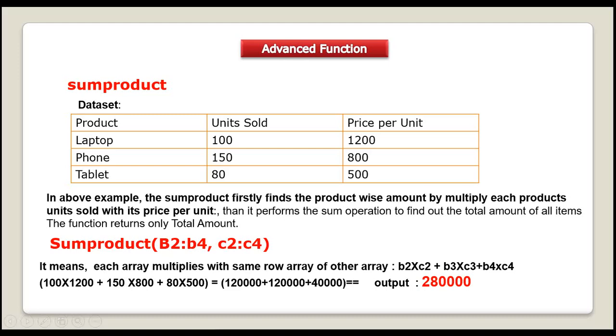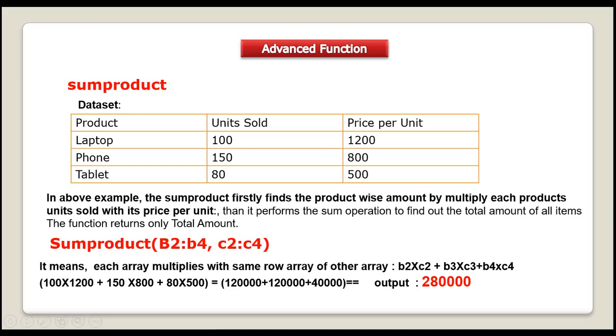Later, we get 100 into 1200 plus 150 into 800 plus 80 into 500. These three are multiplied and the result is: 100 into 1200 is 1,20,000, plus 150 into 800 is also 1,20,000, plus 80 into 500 is 40,000. So 1,20,000 plus 1,20,000 plus 40,000 together produce 2,80,000. This is the answer provided by SUMPRODUCT.